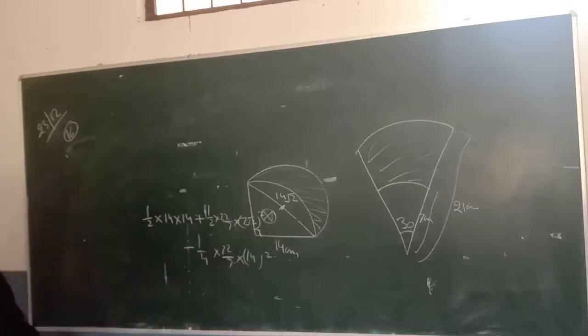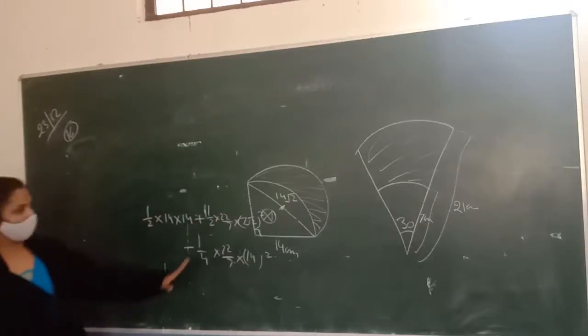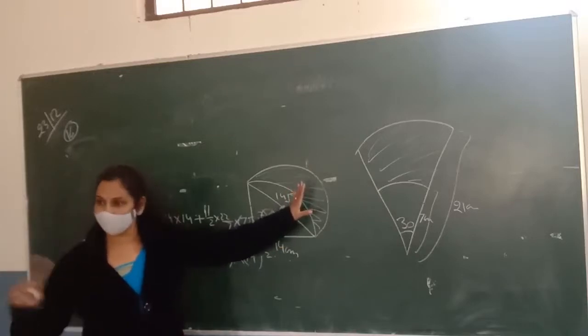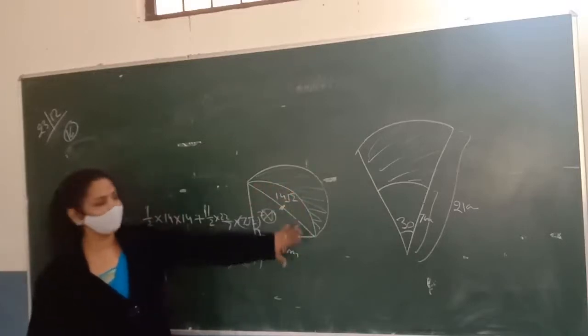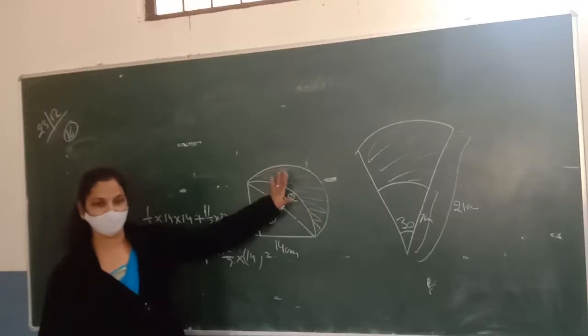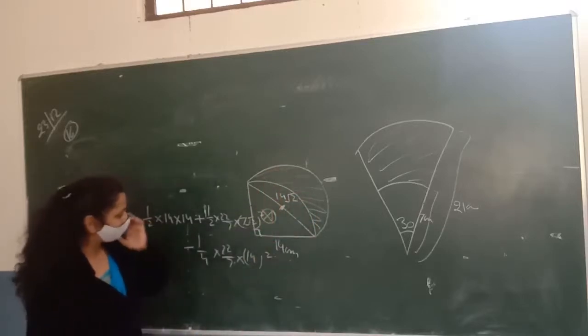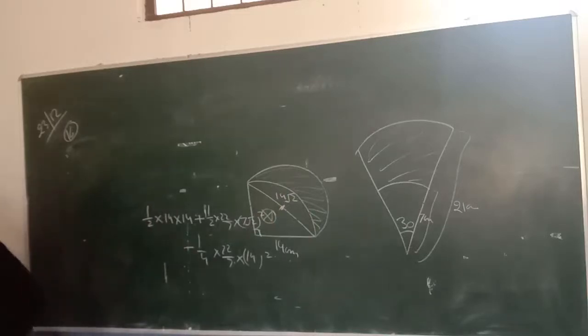Is it clear? So by adding the area of this triangle and the semicircle and then subtracting the quadrant from this whole figure, we will get the area of this shaded portion. Abhishek, is it clear to you? Yes, ma'am. Okay, you can write down in short.